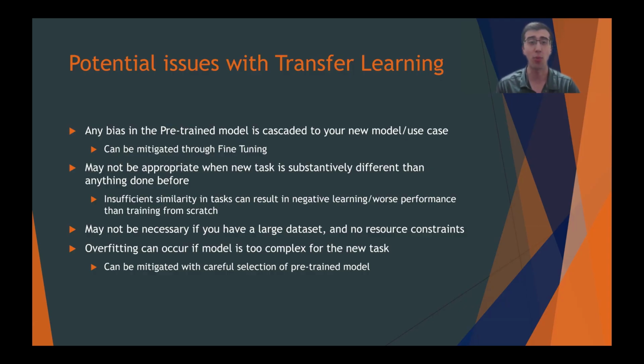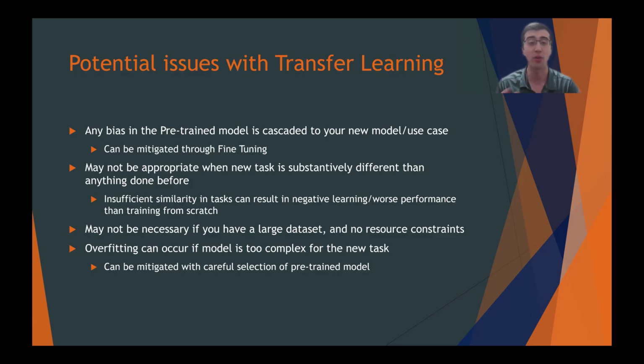It also may not be appropriate when the new task is substantially different than anything done before or for what that model was specifically trained to do. For example, if you're taking a model that was trained for image classification and trying to make it do time series analysis, you might end up in a situation where you have negative learning or worse performance than if you had trained that kind of model from scratch, even if you have a limited data set. You might get better results if you trained a model from scratch compared to using an inappropriate model type.